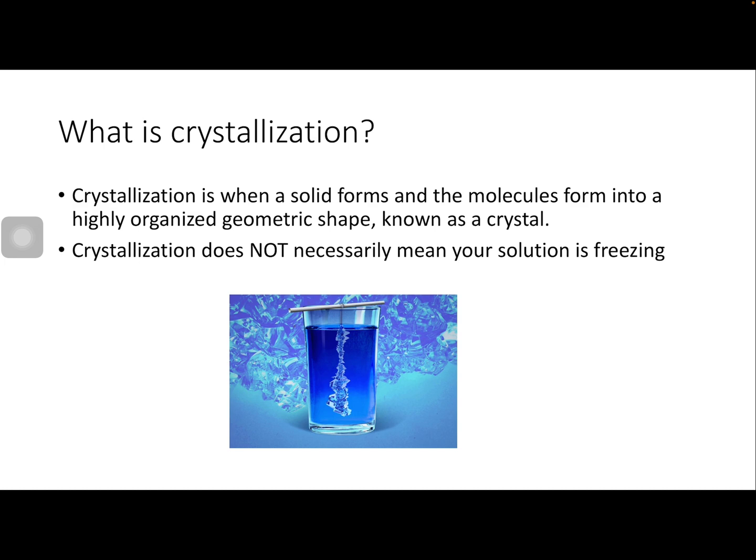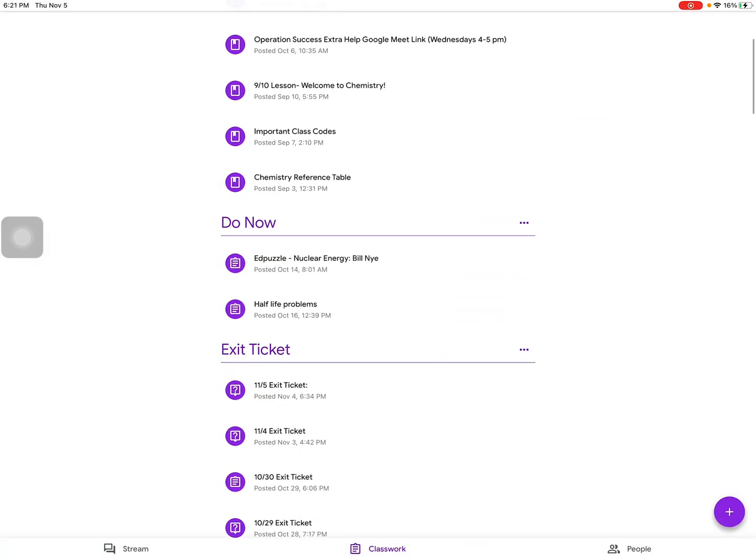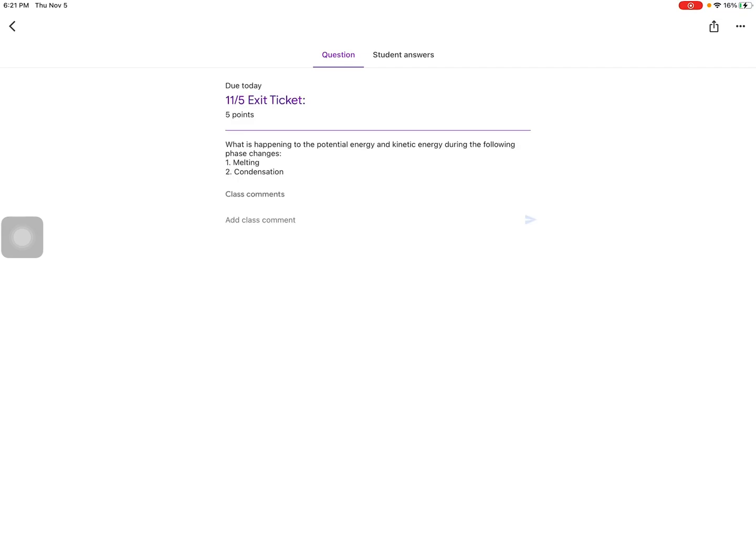And so what I'd like you to do now is go to the exit ticket. On the exit ticket today, it is asking you what is happening to the potential energy and kinetic energy during the following phase changes, melting and condensation? So the format for your answer is: the kinetic energy is blank, but the potential energy is blank. And you're going to say that for both of these.